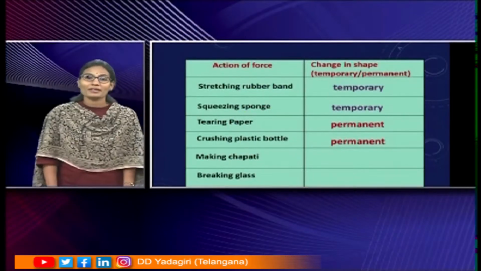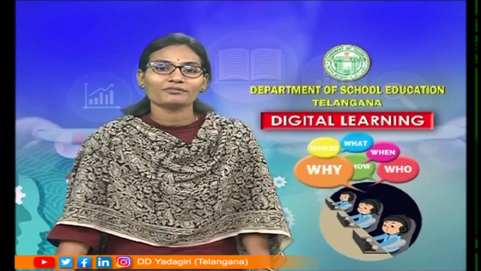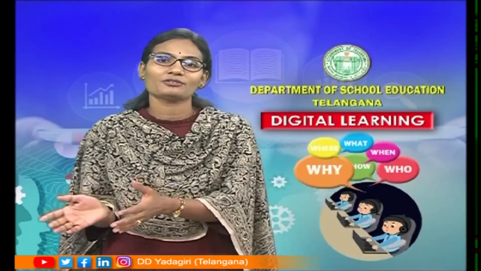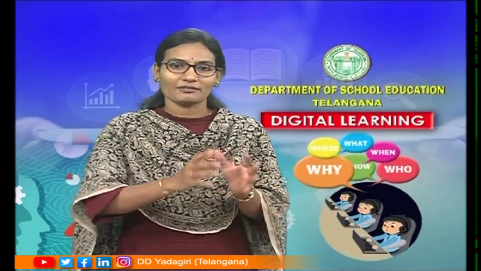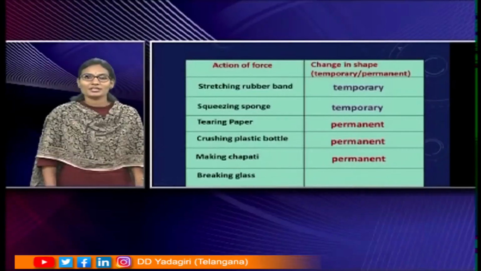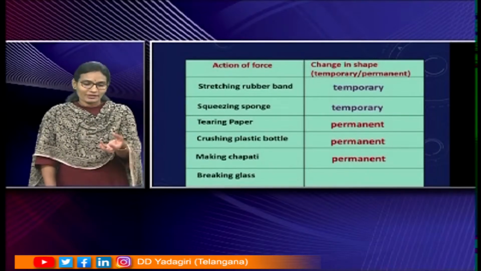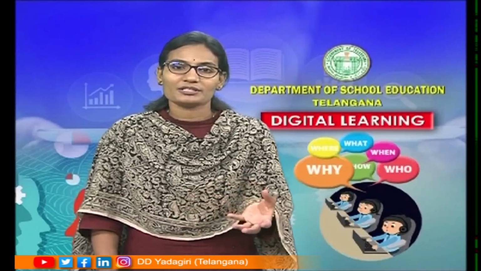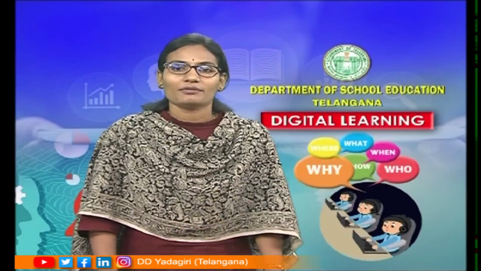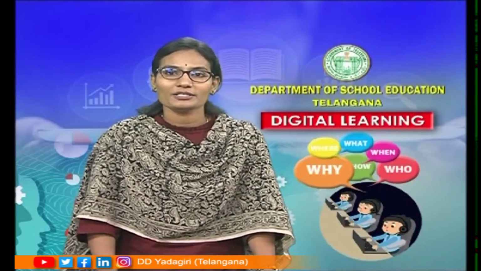And children, making chapati. In our home, we daily make chapatis. After making chapati, we cannot change it into the previous state like dough. We cannot change it into the dough. So this change is also a permanent change. And breaking glass, once the glass breaks, we cannot stick all the pieces together, we cannot make the new glass. So this change is also a permanent change.